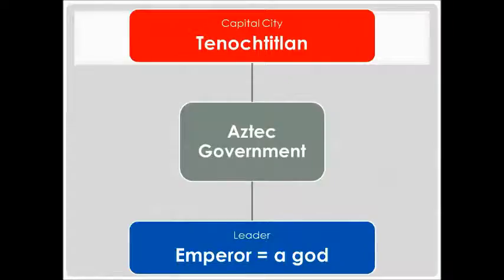The Aztec government, the capital city of the Aztecs, was called Tenochtitlan. We're going to look a little bit more at Tenochtitlan here in a moment. The leader of the Aztec nation was called an emperor, and he was considered a living god on earth.